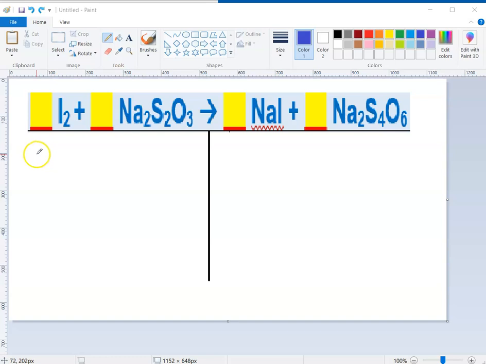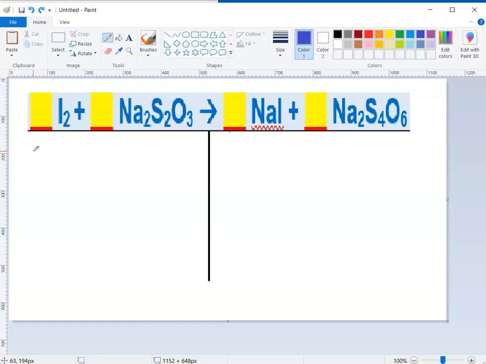This is one of the questions on your balancing chemical equations worksheet. So you can see we have I2 plus Na2S2O3 yields NaI plus Na2S4O6. So really that's a lot of stuff, but let's just break it down.